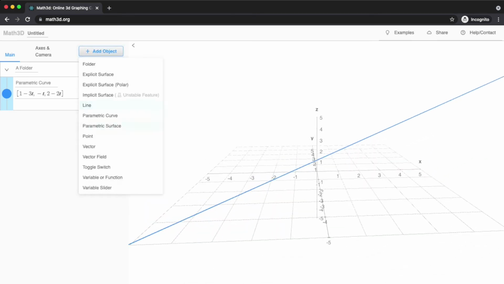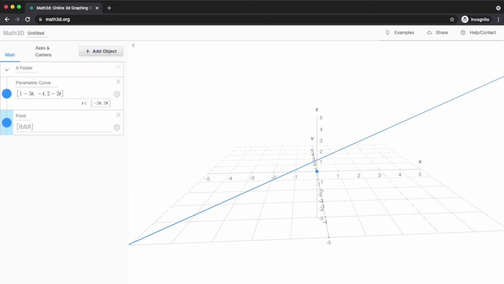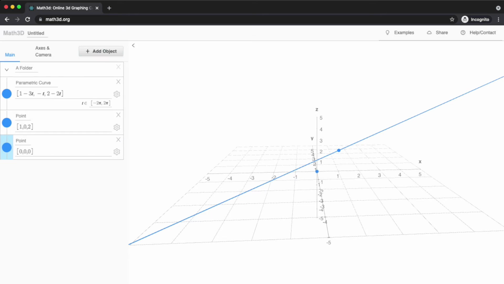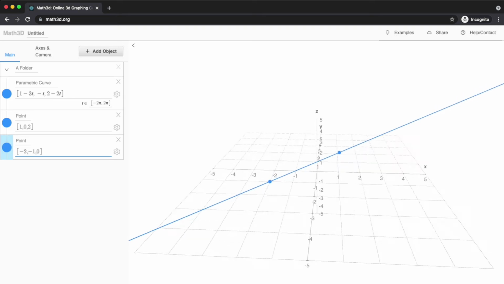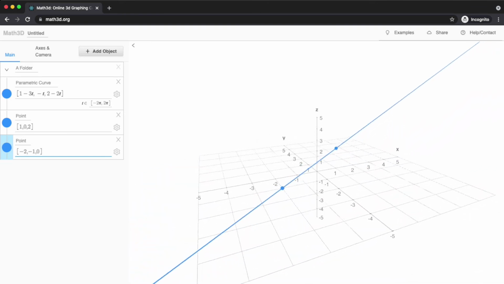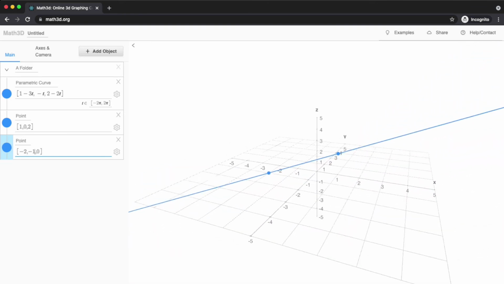We can even go further and check that that's the line we wanted by plotting the points that we wanted it to pass through. So we wanted the line that passed through the point 1, 0, 2. So this is 1, 0, 2. And we also wanted it to pass through the point -2, -1, 0. So -2, -1, and 0. And there it is. So we got the equation of the line that passes through those 2 points, and in fact we got the equation written as a vector equation.